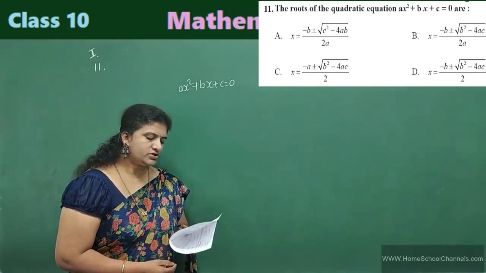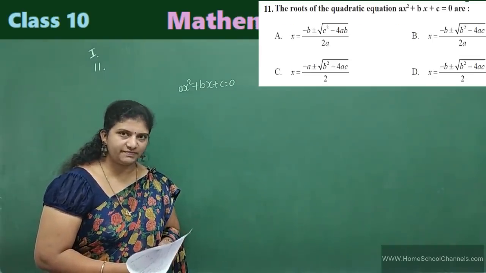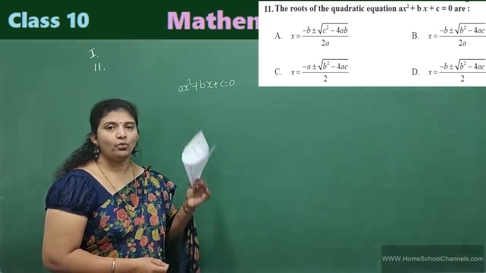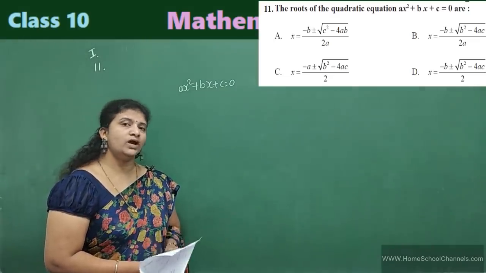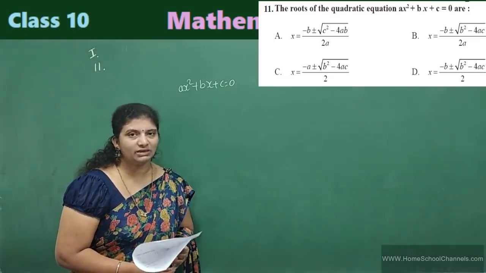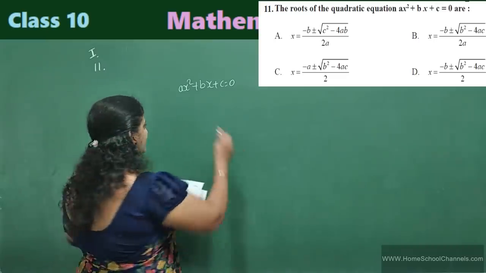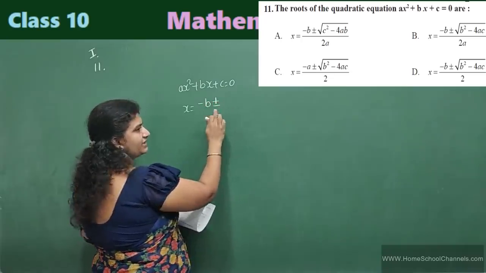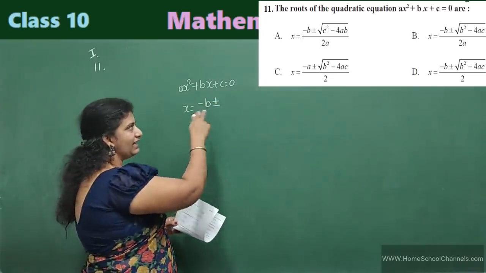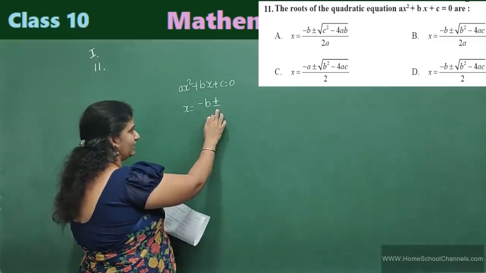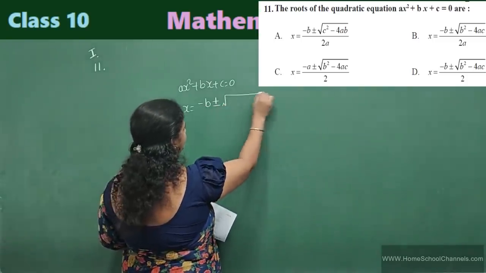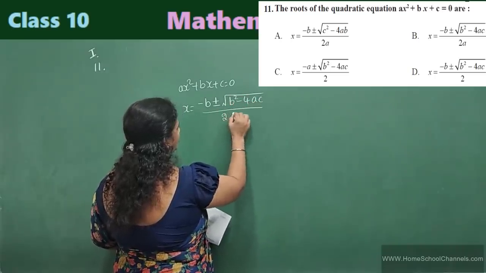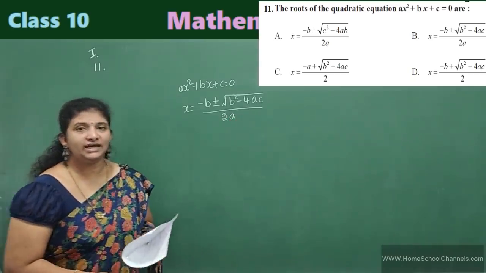11th one. The roots of the quadratic equation ax square plus bx plus c equal to 0 are. What are the roots of this quadratic equation? When we simplify this equation, we are going to get two roots. Those two roots are nothing but the quadratic formula. That is, x is equal to minus b plus or minus, two roots, one with positive and another with negative. So at a time we can write it as minus b plus or minus square root of b square minus 4ac by 2a. This is your quadratic formula.